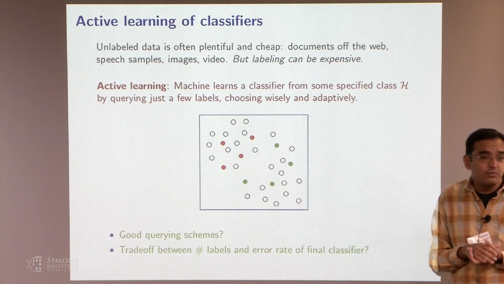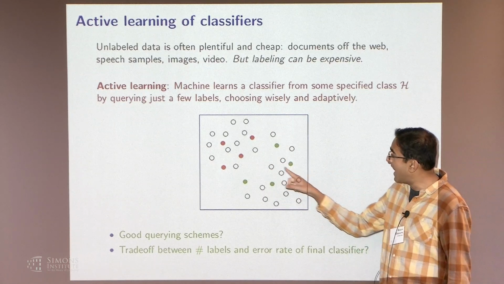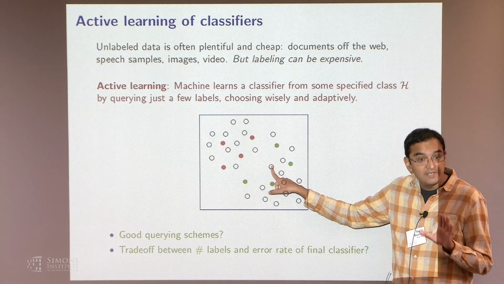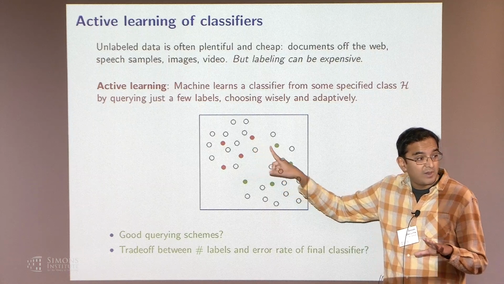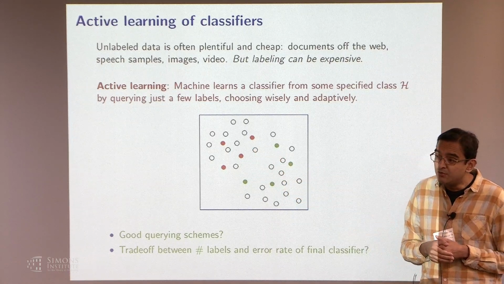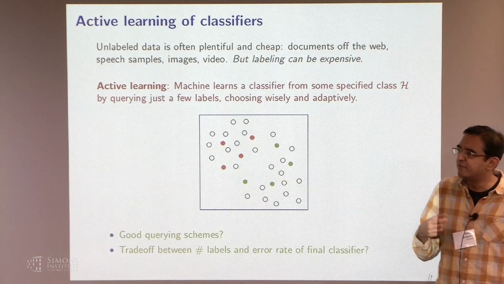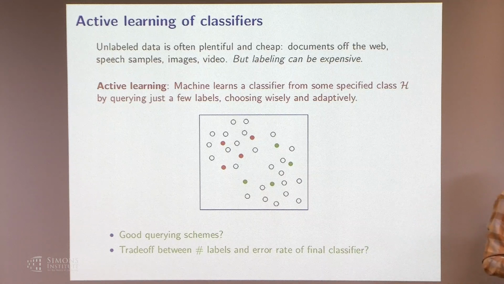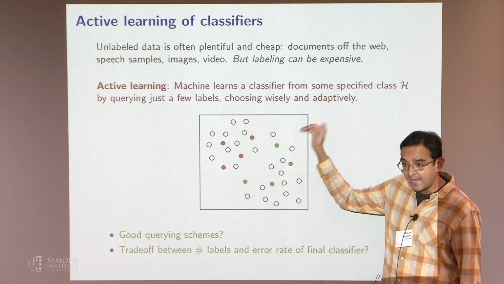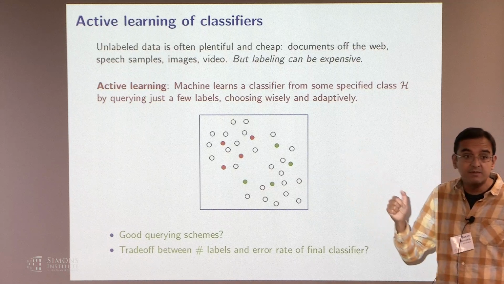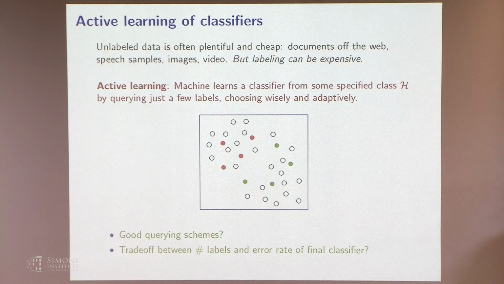And so the model here is that you have a lot of unlabeled data, you don't know anything's labeled, you want to nonetheless learn a classifier from some pre-specified class H. And you only really have enough resources to get a few labels. And so the way to do this is adaptively. You ask for one of the labels, you wait to find out what it is, then you ask for another one, and in this way, you try and always pick the thing that you feel is going to be maximally informative. And so the question is, what are good querying schemes, and what is the trade-off between the accuracy of the classifier you get and the number of labels you ask for? So this is the setup in active learning.